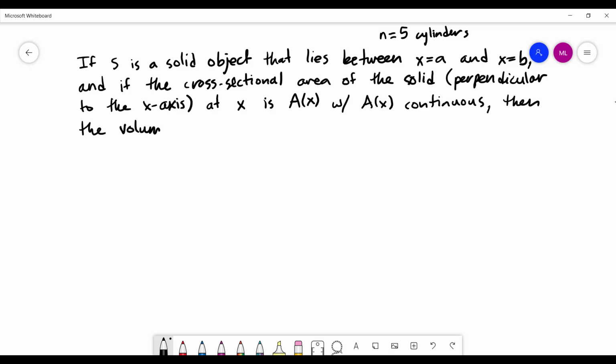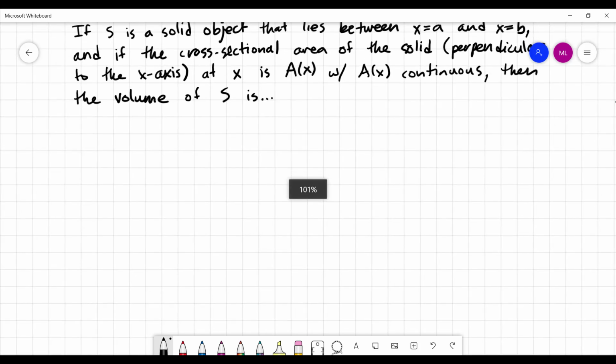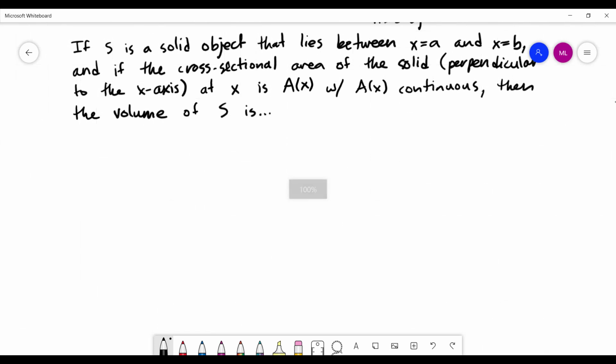So this is a really big, long definition that represents a fairly straightforward idea, hopefully, as follows. This volume, S, is going to be approximately the sum of all those cylinders. So we're going to go from i equals 1 up to n of A of x_i star times our delta x.